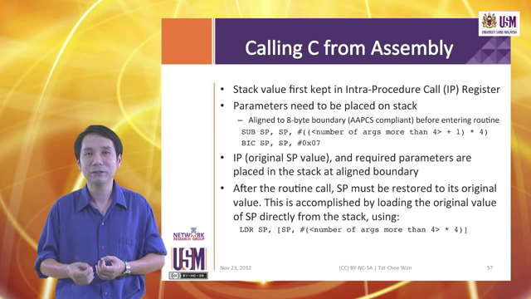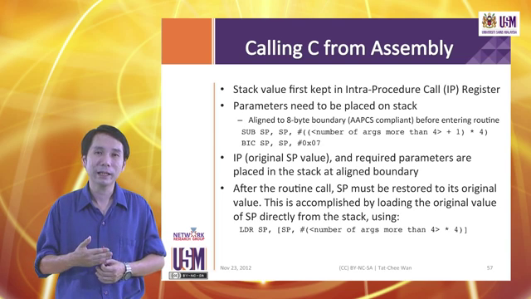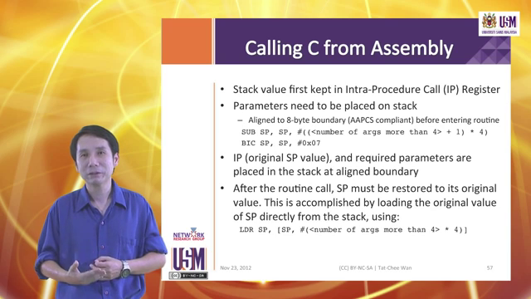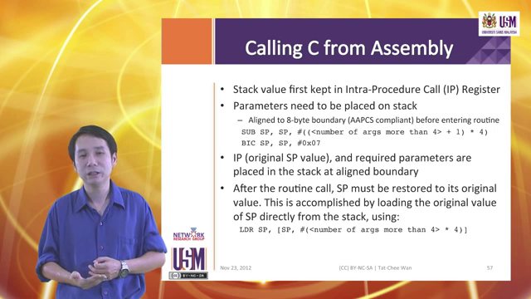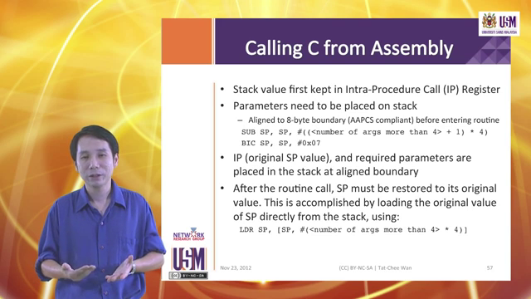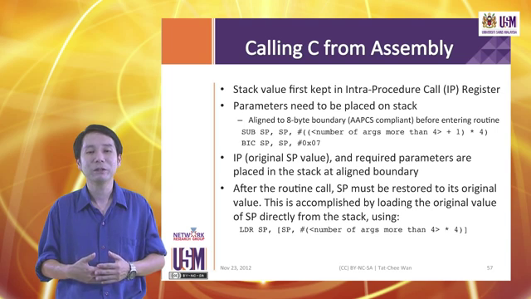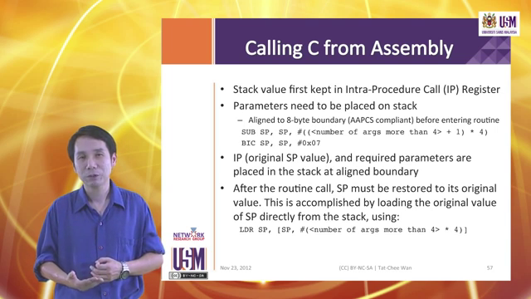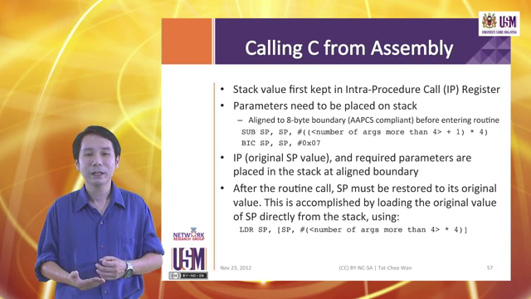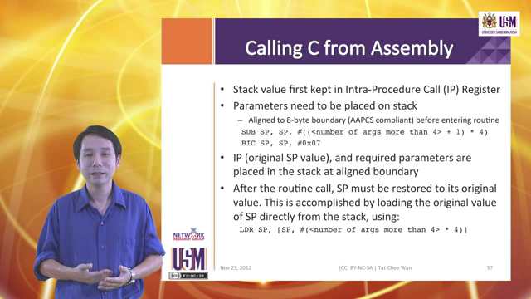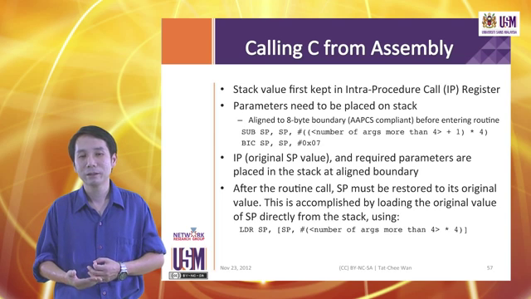Now, when we call C from assembly, we need to do a few more things. First of all, we use an intra-procedure call register to store the stack address pointer value. After that, we need to align the stack pointer to the 8-byte boundary so that it becomes AAPCS compliant before we enter the routine. This is achieved by subtracting from the stack pointer the number of arguments, if it is greater than 4, multiplied by the number of bytes for each argument, which is 4 bytes per 32-bit value. Then we must round it down to the 8-byte boundary by clearing the lower 3 bits in the finalized stack pointer address. When we've done this, we will then have the original stack pointer value in IP, and the required parameters are placed in the stack at this aligned boundary.